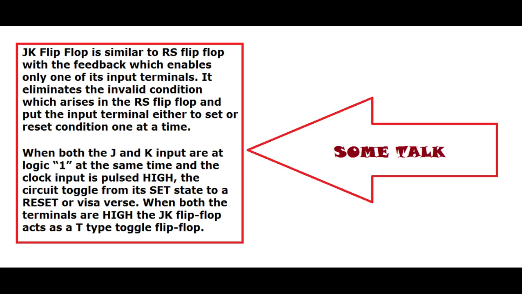Some talk about JK flip-flop. JK flip-flop is similar to RS flip-flop with the feedback which enables only one of its input terminals. It eliminates the invalid condition which arises in the RS flip-flop and puts the input terminal either to set or reset condition one at a time. When both the J and K inputs are at logic 1 at the same time and the clock input is pulsed high, the circuit toggles from its set state to a reset state or vice versa. When both the terminals are high, the JK flip-flop acts as a T-type toggle flip-flop.